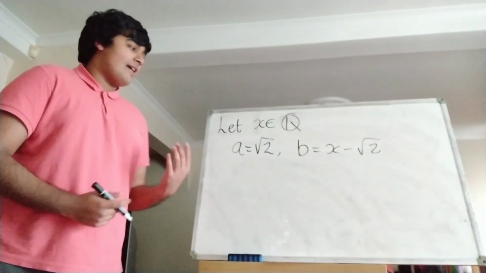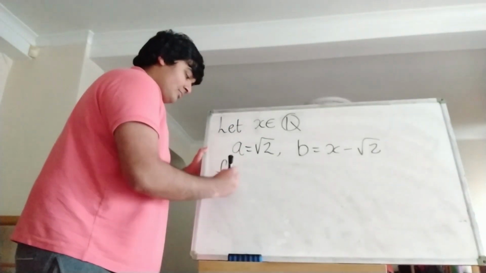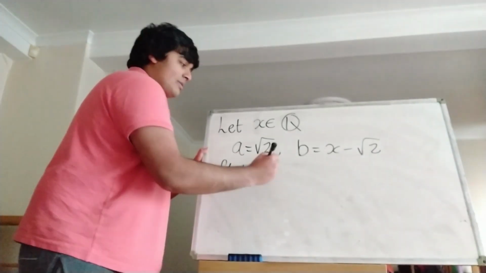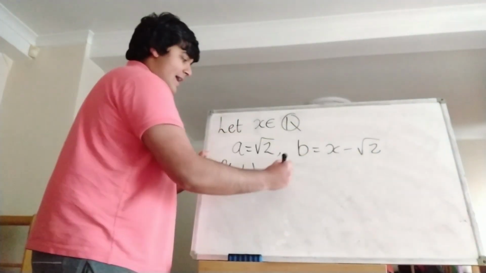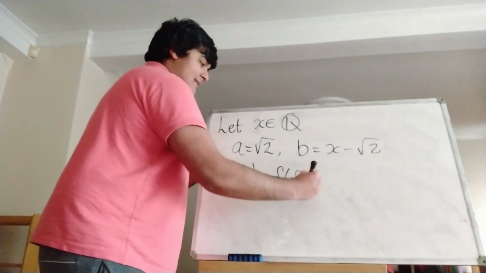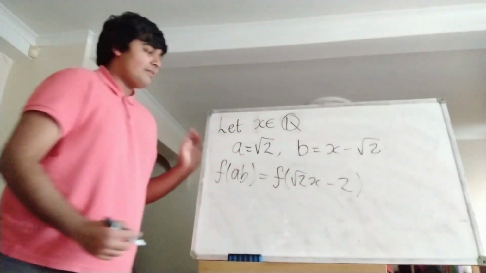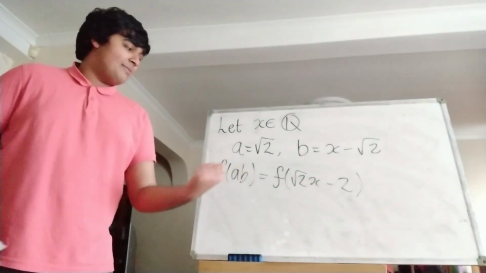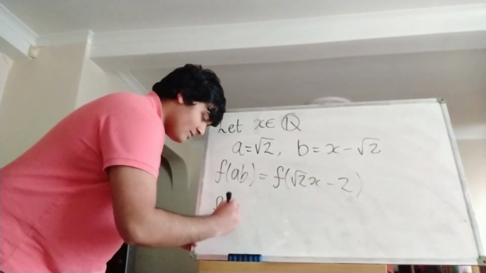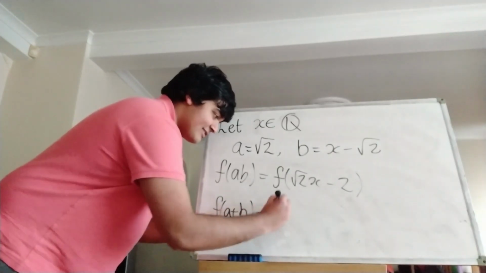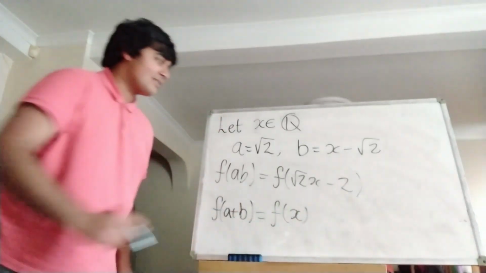So what is f of ab? Well, that's precisely f of root 2 times x minus root 2, times root 2, which is 2. Okay, lovely. And what is f of a plus b? This is probably a lot easier. This is just f of x, because the root 2's cancel.